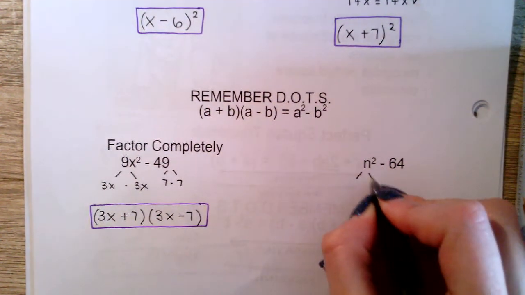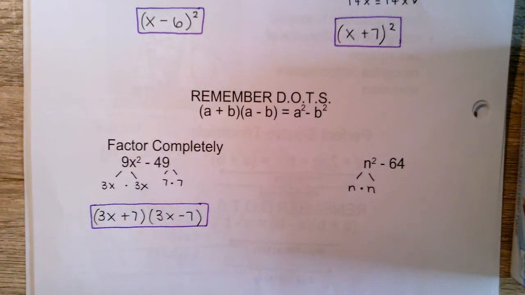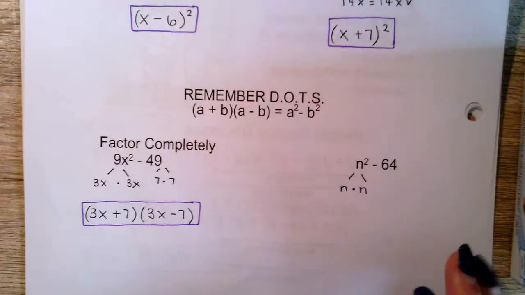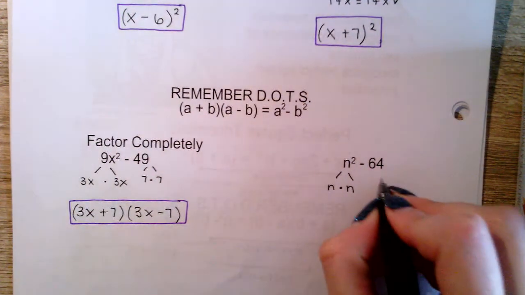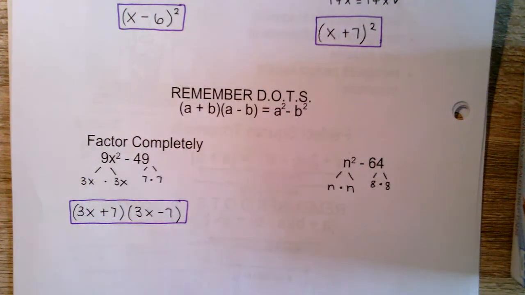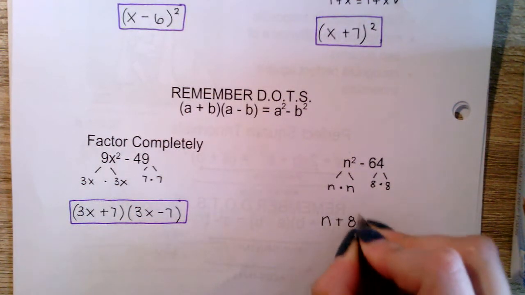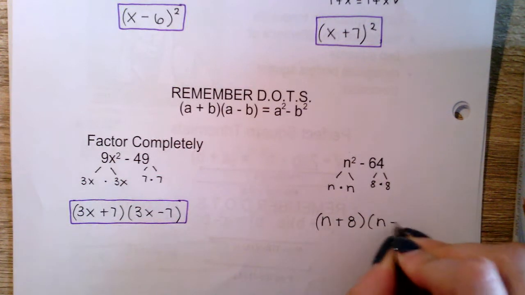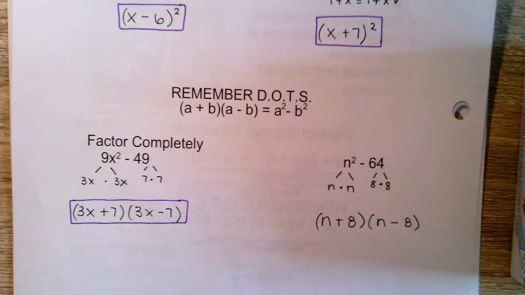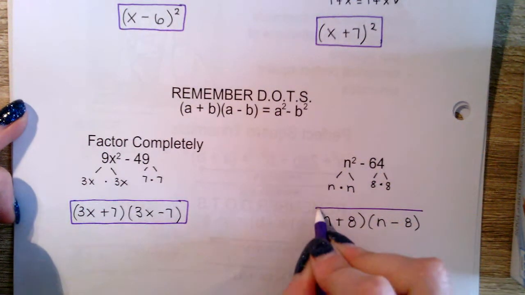We've got n squared, which we know is the same thing as n times n. Same thing as x times x being x squared. And is there a number times itself that equals 64? Well, yes, that's 8, right? 8 times 8. So both of these are perfect squares. There is subtraction in between, so we can use our difference of two squares shortcut. One's going to be n plus 8, and one's going to be n minus 8. And that's it. Difference of two squares is nicer because we don't have that middle term to check.